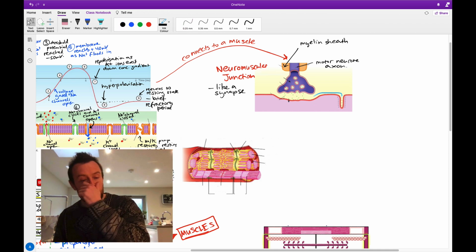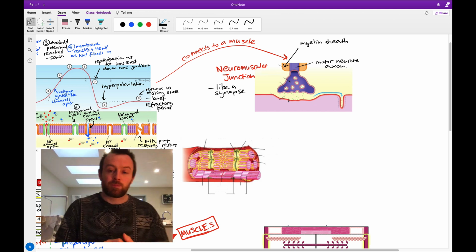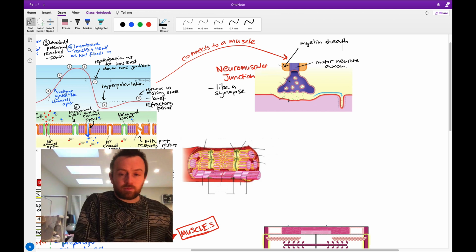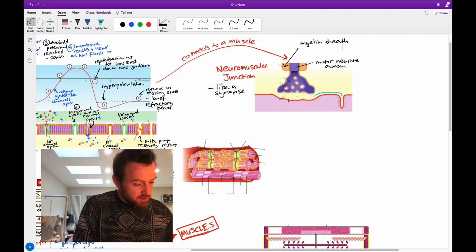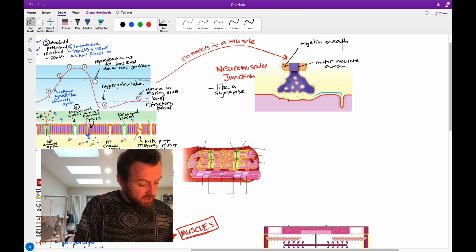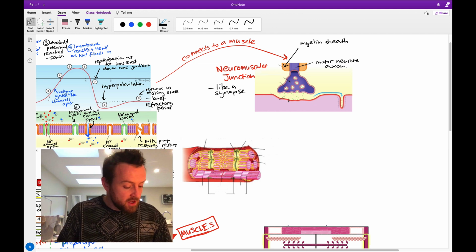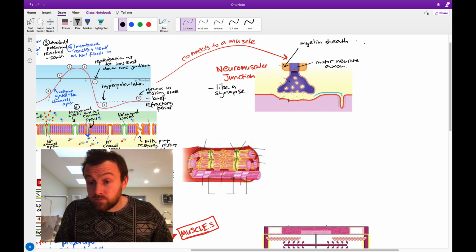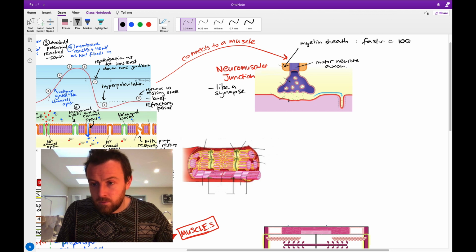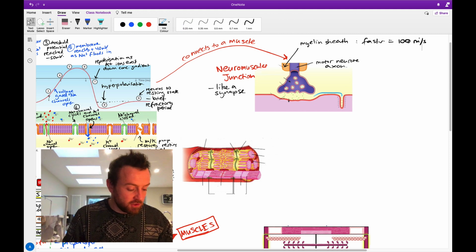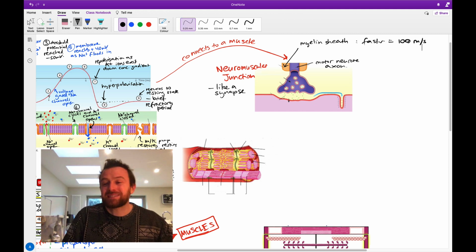So most motor neurons and also sensory neurons are myelinated, which means that the action potential travels a lot faster. And actually, whilst I was refreshing my memory on this, I did find out how much faster. For a myelinated neuron, the speed of transmission is about 100 to 120 meters per second. Let's just say 100 meters per second is the speed, whereas for an unmyelinated neuron, we're talking about around 10. So it's about 10 times faster.